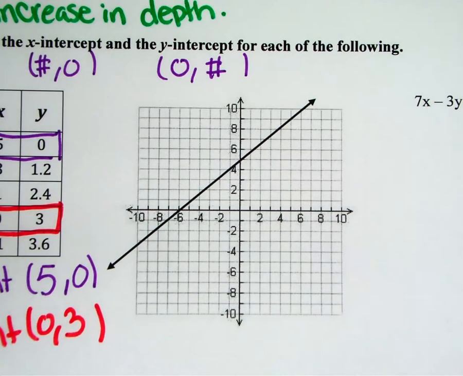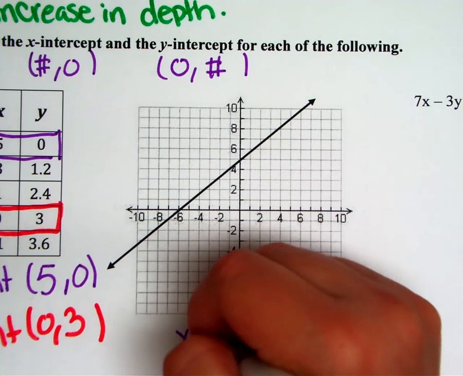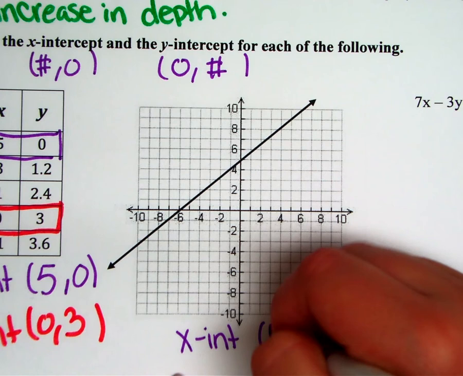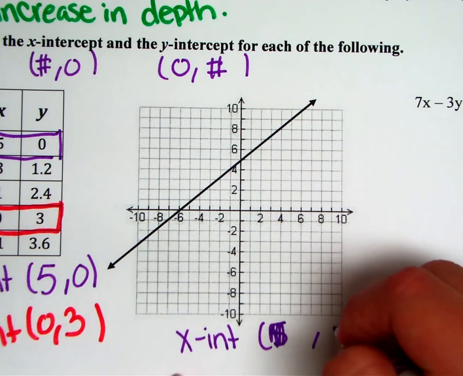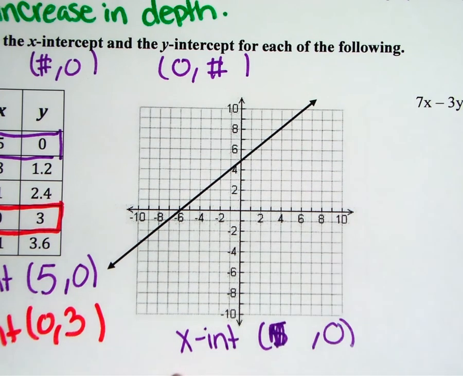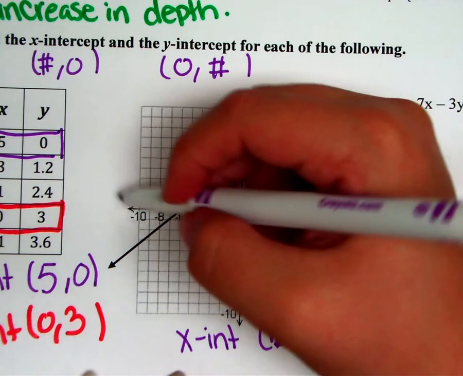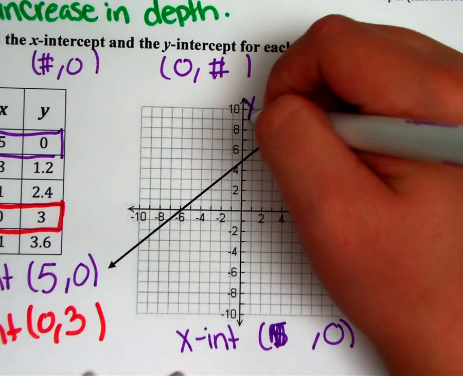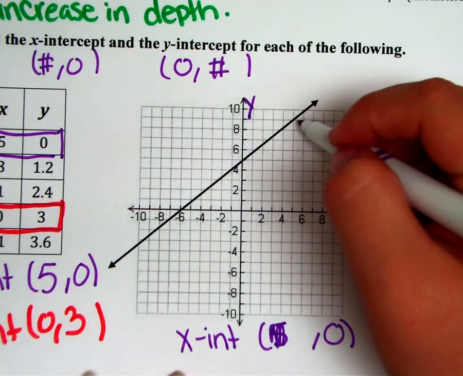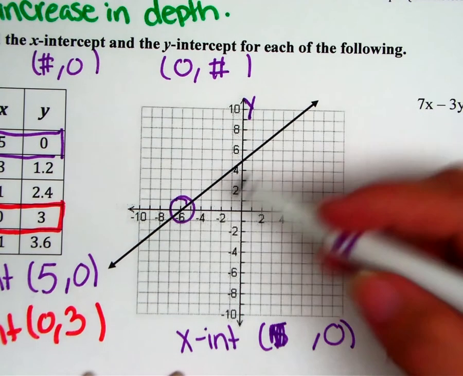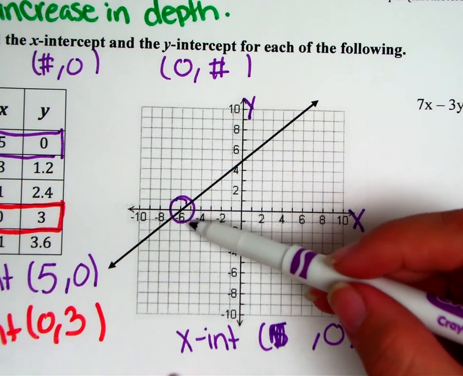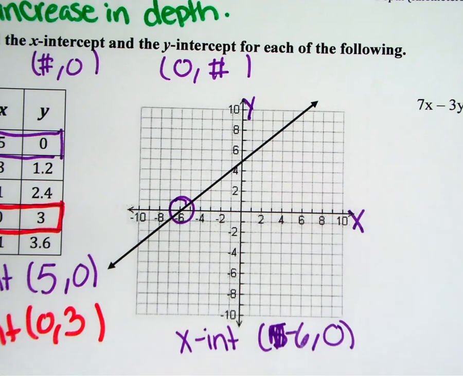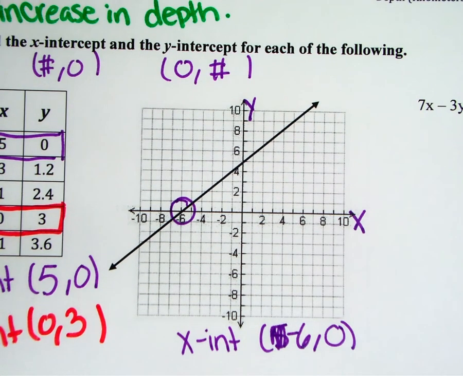So for this graph, you have an x-intercept, again, some number, comma, 0. We don't know what that number is yet. Now here's my x-axis, and this is my y-axis. I'm going to look at this graph and see where it crosses the x-axis. And to me it looks like it's going to be at -6. So I just need to fill that in there and I'm done.